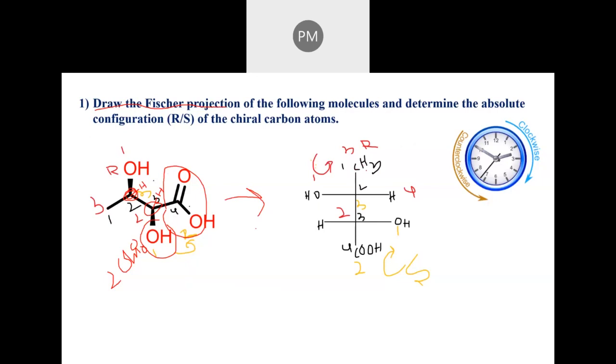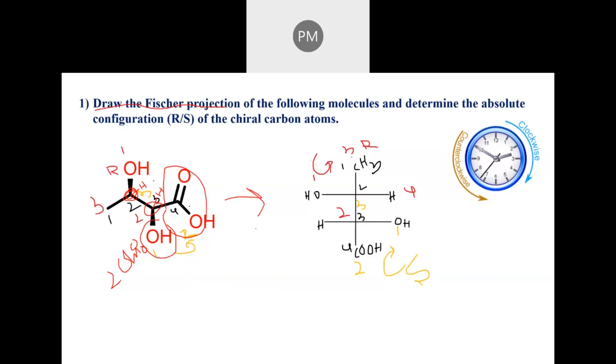So like this. Methyl will be our first carbon. Then the second one is this chiral center, the third one is that chiral center, and the fourth one is the COOH group. After numbering, we have to place the substituents. So already we have placed this methyl.